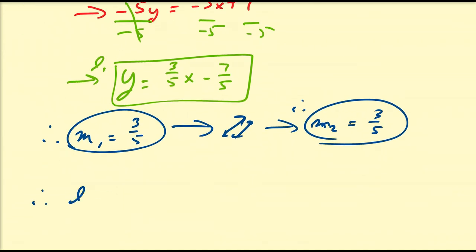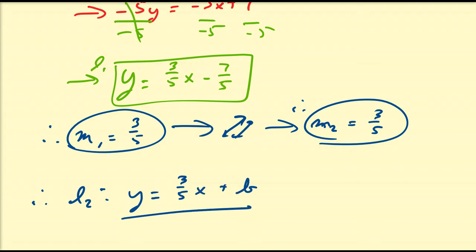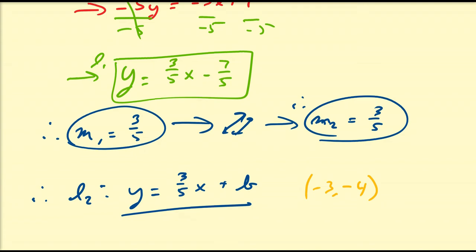So that means line 2 is going to have the equation y is equal to 3/5 x plus b. I don't know exactly what b is, but whatever b value it has, it has to pass through the point (-3, -4). So let's figure out what b makes that true.